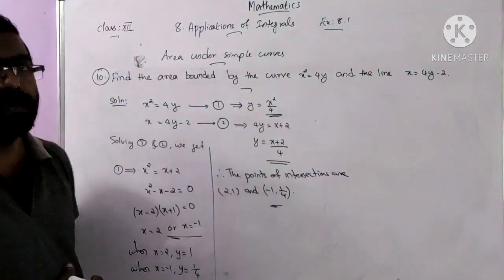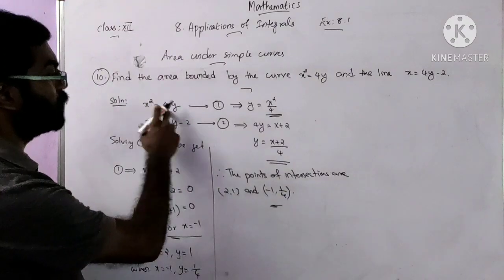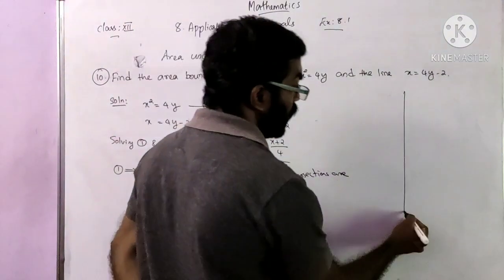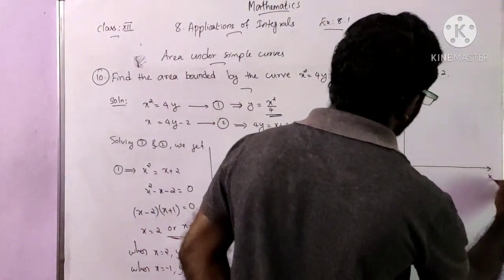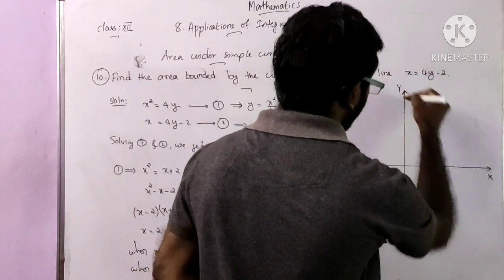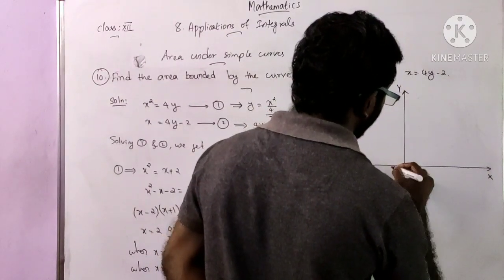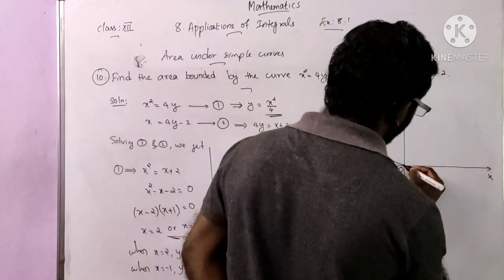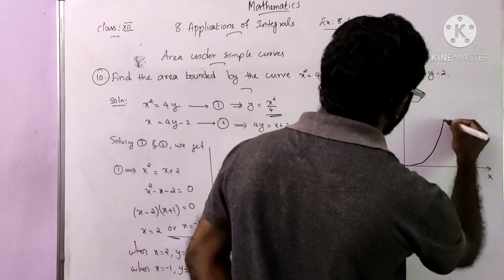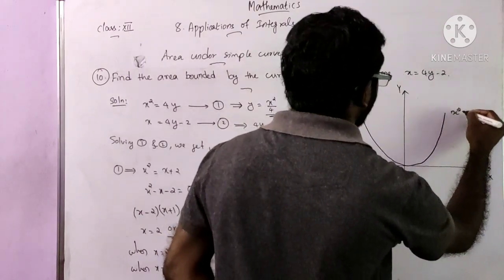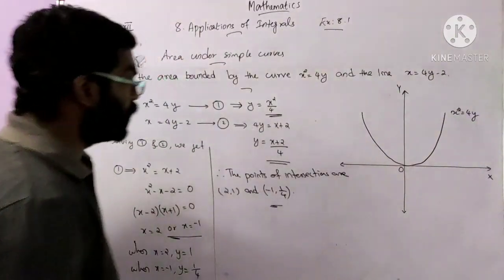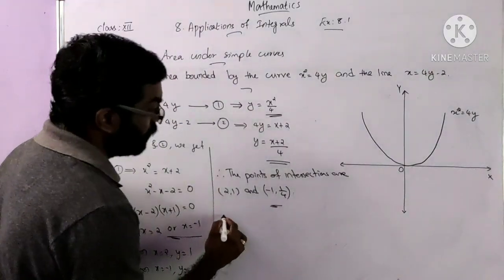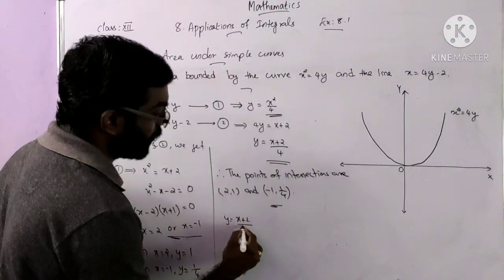Now we have to draw a rough sketch. First one is a parabola x square equal to 4y. It is a parabola which is symmetric about the y axis. So we can easily draw the parabola. X square equal to 4y. Now in order to draw the straight line, we have to find out 2 points. So the equation is y equal to x plus 2 divided by 4.